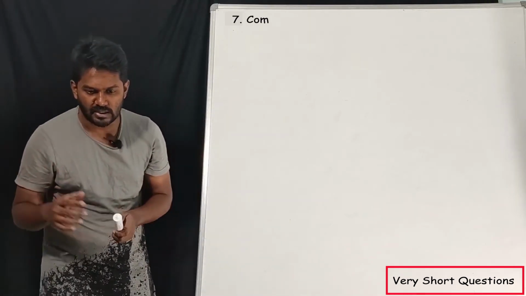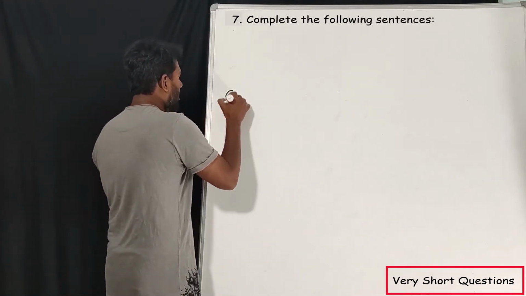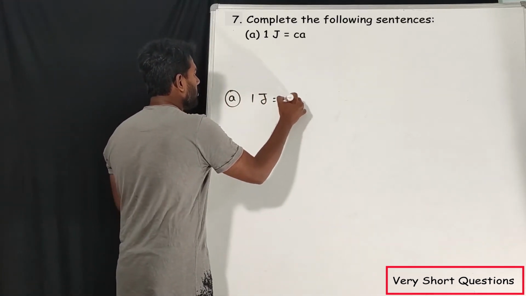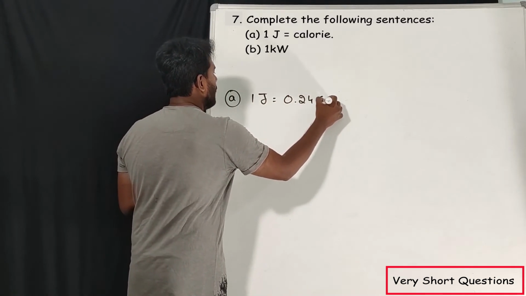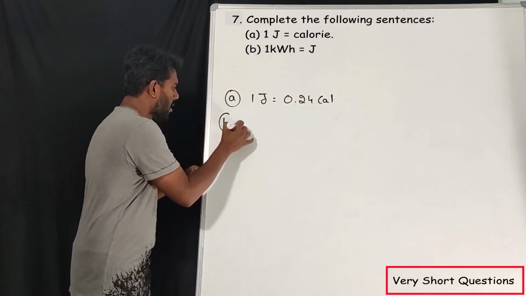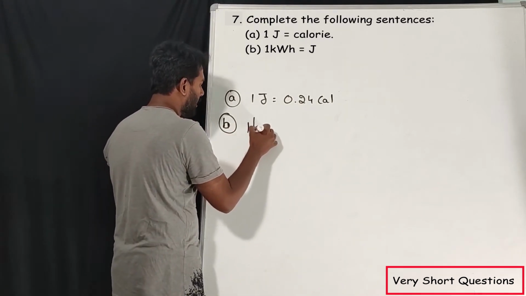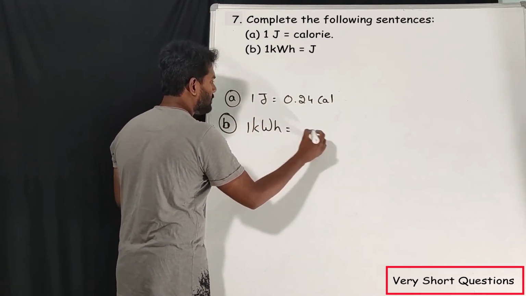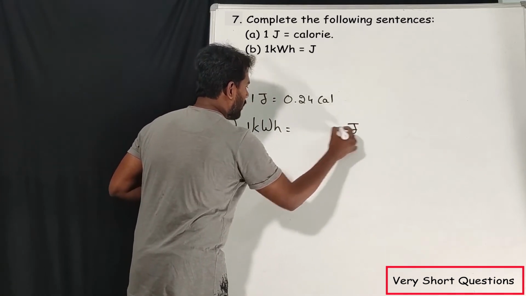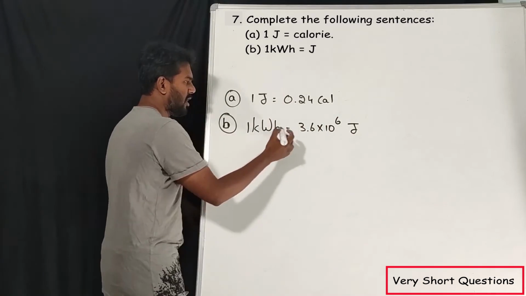Complete the following sentences. 1 joule is equal to dash calorie. Listen, 1 joule is equal to 0.24 calorie. Then the second one, 1 kilowatt hour in terms of joule. That is 3.6 into 10 power 6 joules. How did we get this?